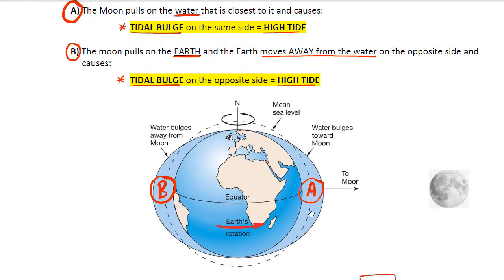So the tidal bulge, we call it, on this side of the Earth, on the A side, the side that's on the same side as the moon, we would call that a high tide. And then when the moon pulls on the Earth itself, the Earth actually pulls away from the water, and that also causes a high tide on the opposite side of the Earth from the moon, on the B side here. So high tide over here because the moon is pulling on the water, and then a high tide on the opposite side because the moon is also pulling on the Earth, and the Earth gets pulled away from the oceans underneath. So high tides here, low tides towards the pole in this particular diagram.